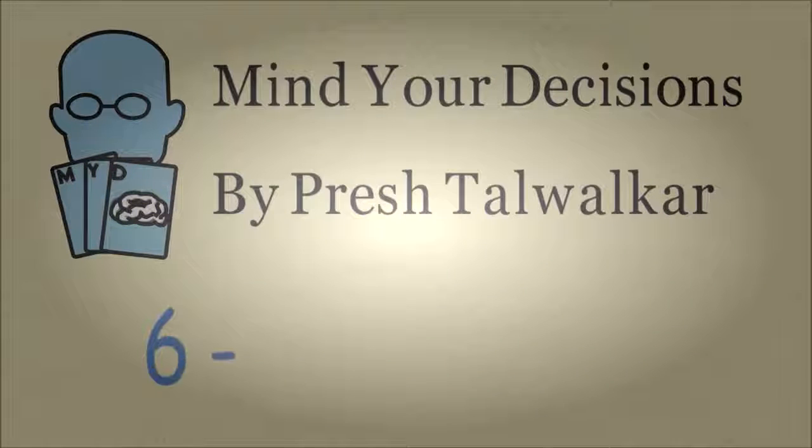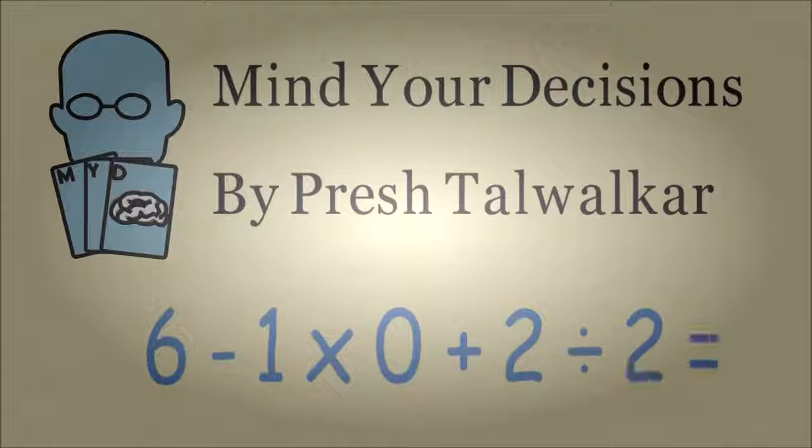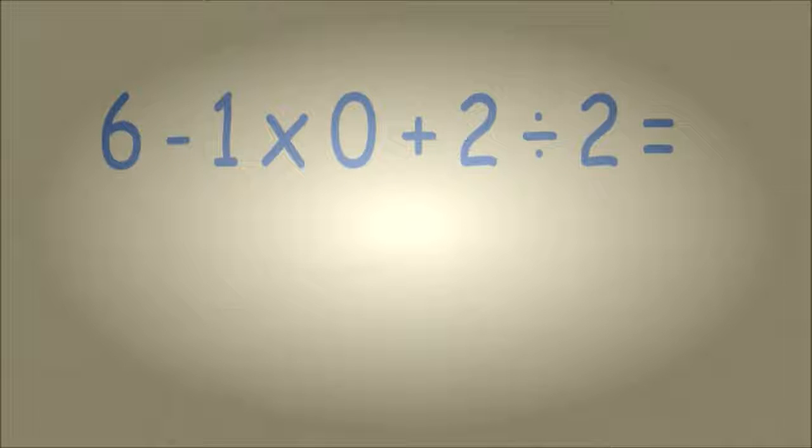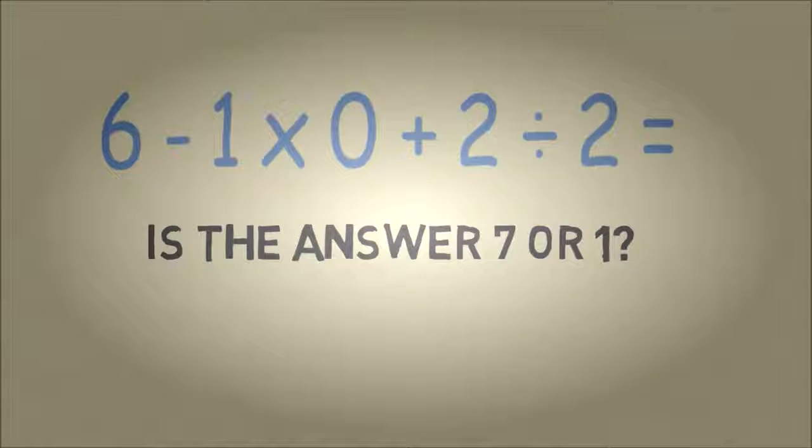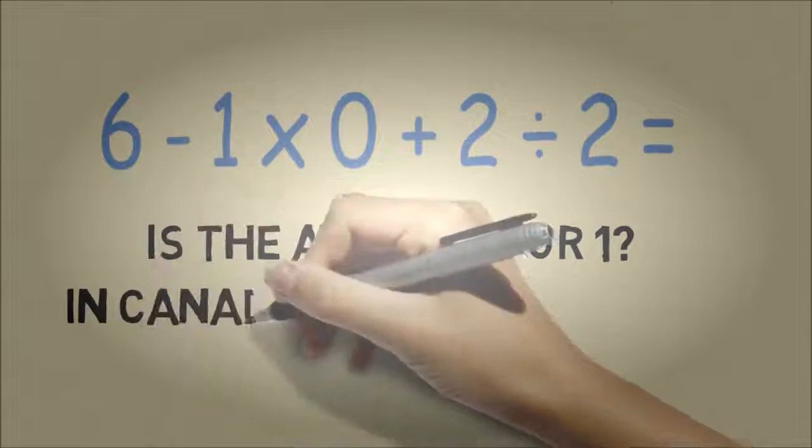In this video, we're going to end the debate on a problem that commonly circulates around the internet and usually generates a lot of discussion. The problem is 6 minus 1 times 0 plus 2 divided by 2. Some people say the answer is 7, and other people strongly disagree and say the answer is 1.